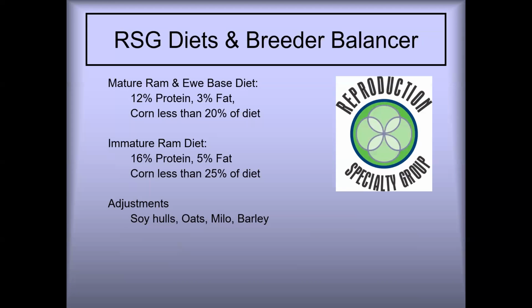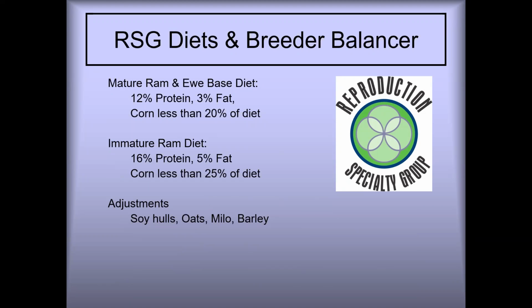I prefer lesser corn in the diets. Corn is a great feed. It creates an immense amount of body metabolism and increases body temperature. So those are all things that can be negative to the rams producing sperm or the ewes producing eggs or embryos.